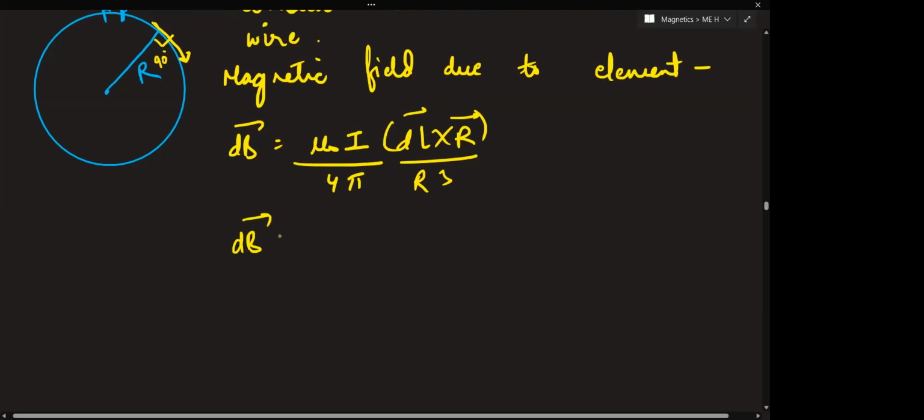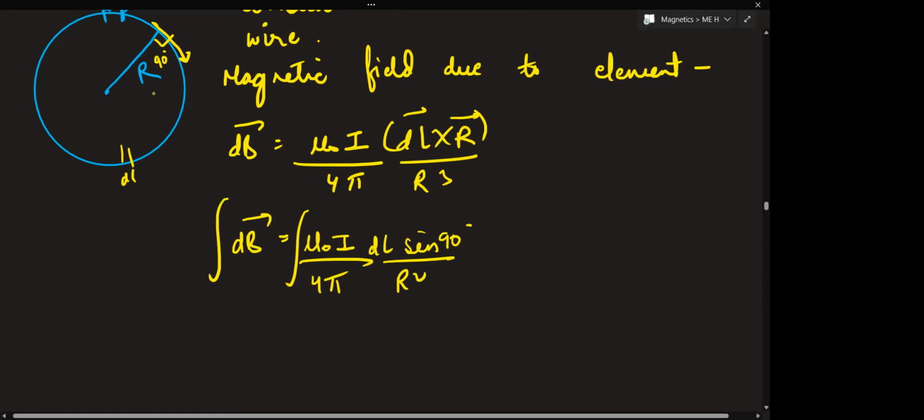When you open this up, dB becomes what? Why am I writing dB? Because I have taken a very small segment, dl. So dB is equal to mu naught I divided by 4 pi dl. This is the vector form I have written. I can directly write it as sine 90 degrees divided by r square, and I have to integrate it. Then I'll get the magnetic field for the complete circle.